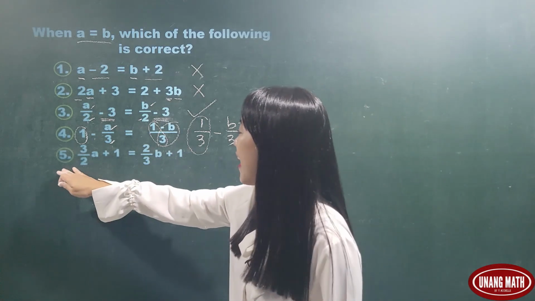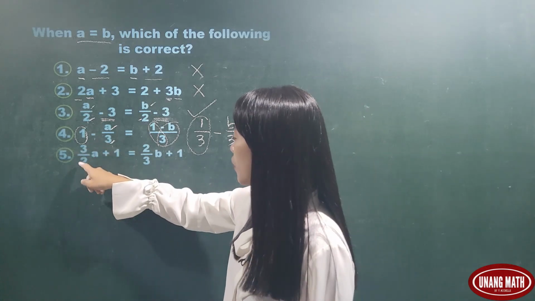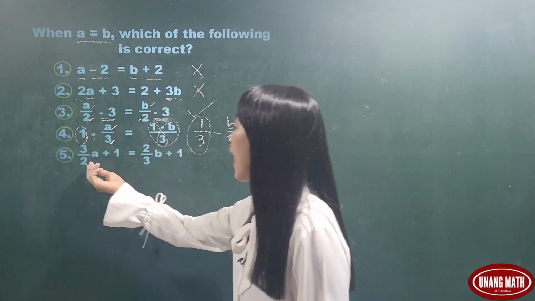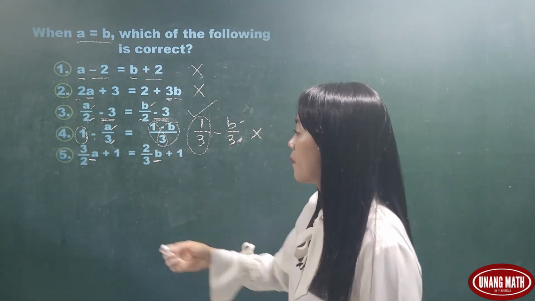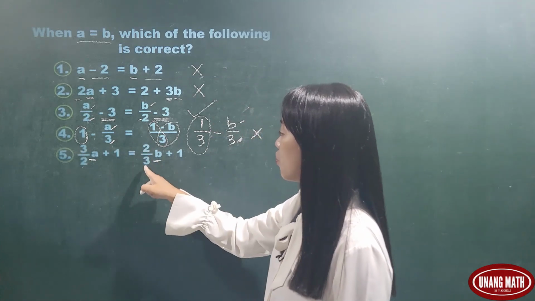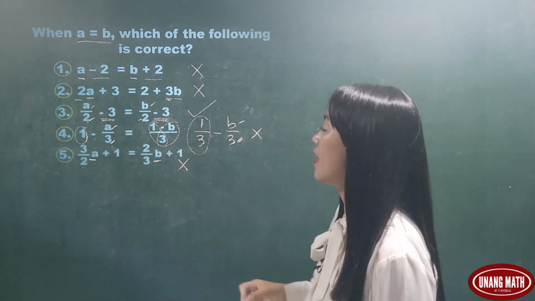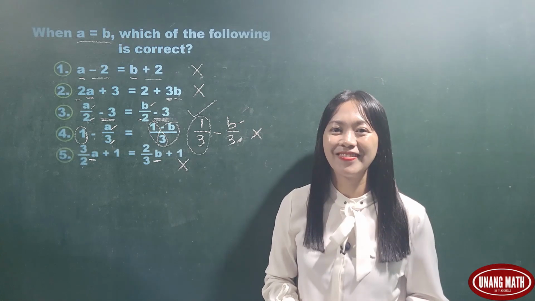Okay, how about this last equation? 3 over 2A plus 1 is equal to 2 over 3B plus 1. A is equal to B. This is 3 over 2, but this is 2 over 3. So that means the number 5 equation is incorrect.